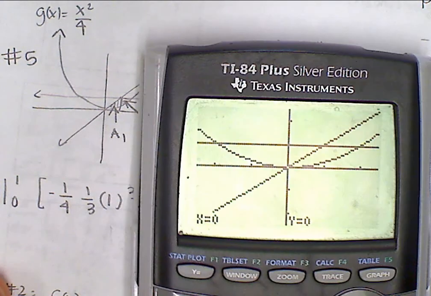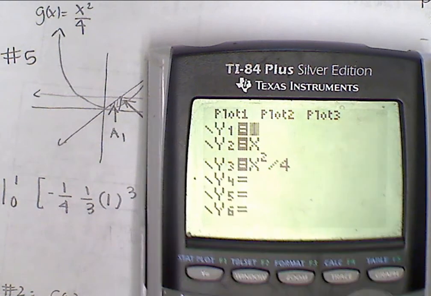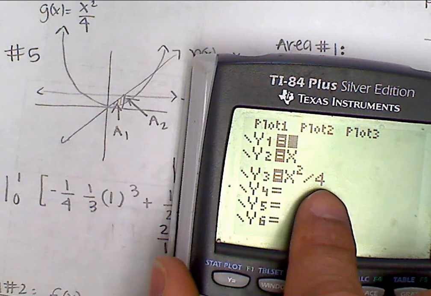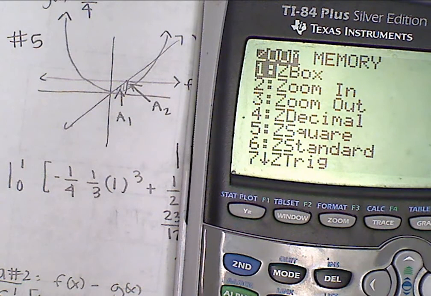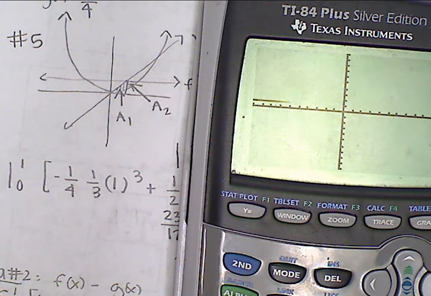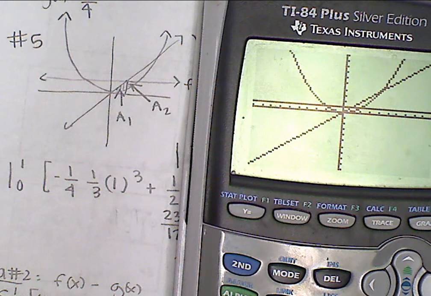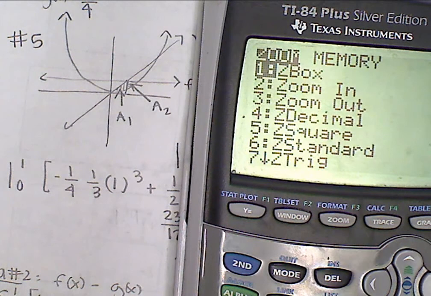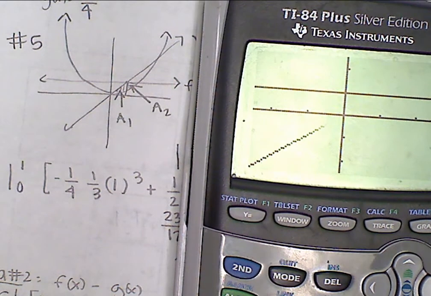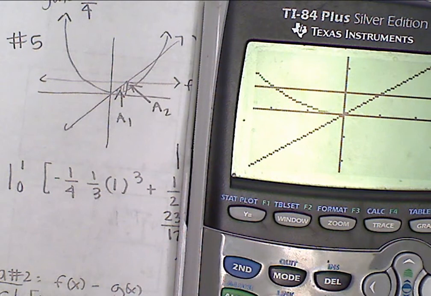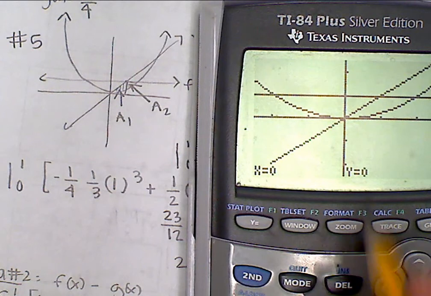Woohoo! Awesome. So when you put these three things in your calculator, y equals 1, y equals x, and y equals x squared over 4, and let me go zoom standard, zoom 6. See, it's not very pretty right there. So I'm going to zoom in, zoom 2, enter. There you go. Alright, so this is a split area. You've got to find area 1 and area 2. Alright, area 1 right there.